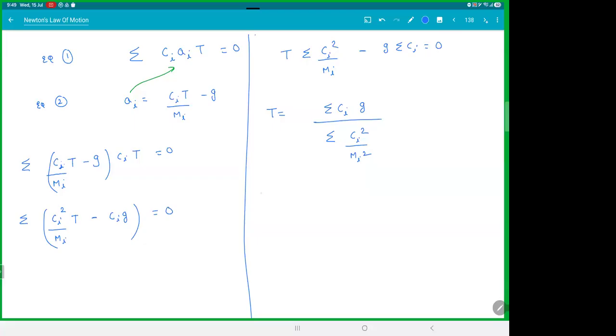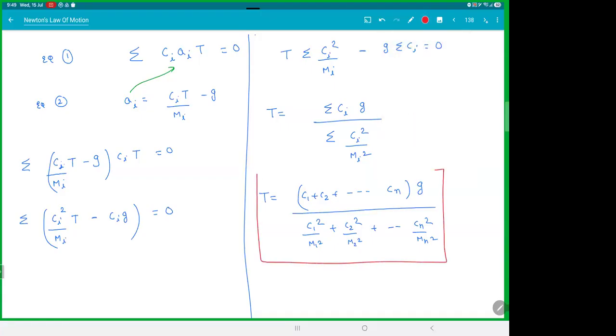So if I expand this formula, this looks like C1 plus C2 plus so on till Cn, into G, over the coefficients of tension, C1 square by M1 square plus C2 square by M2 square, so on till Cn square by Mn square. This gives you the tension in the string, any string. Meaning, if you see this thing, it's a completely filtered version. I don't care what block, what it is doing. This takes care of everything. So this T here is the tension in any string that we choose.